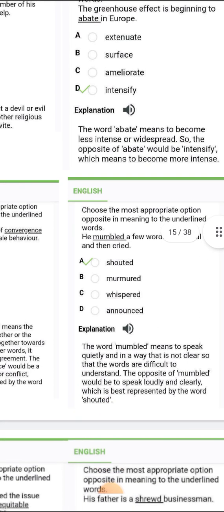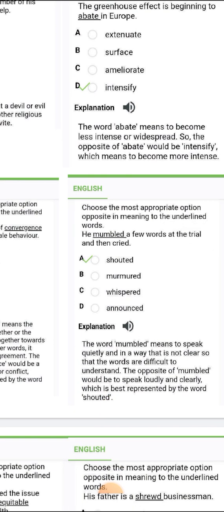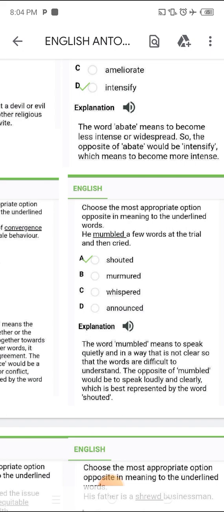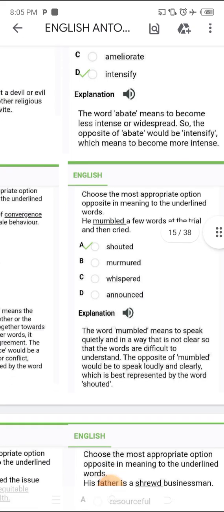All right. So let's go to the next one. The next one is mobbled. Mobbled is shouted. The word mobbled means to speak quietly in a way that is not clear, so that the words are difficult to understand. The opposite of mobbled would be to speak loudly and clearly, which is best represented by the word shouted.